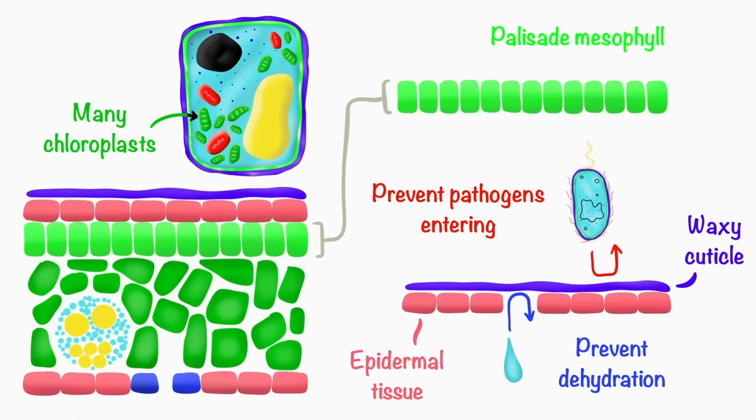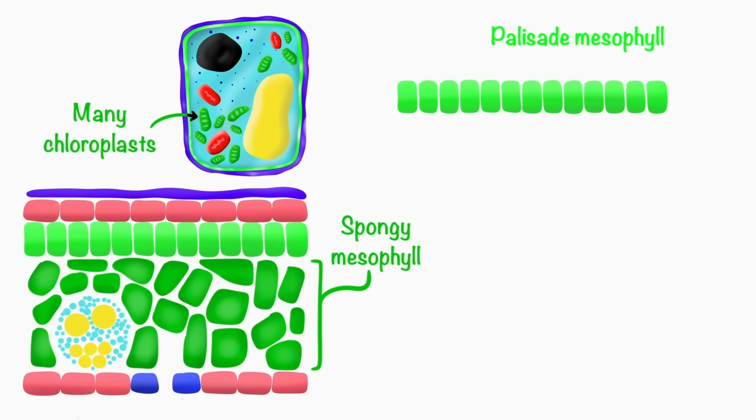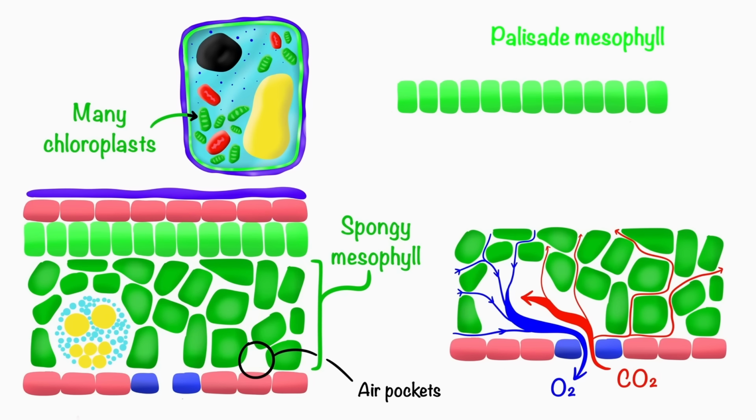These densely arranged cells contain numerous chloroplasts, positioning this region as the key location where most photosynthesis takes place. Deeper within the leaf structure is the spongy mesophyll layer. This tissue consists of irregularly shaped cells separated by air pockets. These air spaces facilitate the movement of carbon dioxide and oxygen to and from the cells, supporting the leaf's respiratory functions.